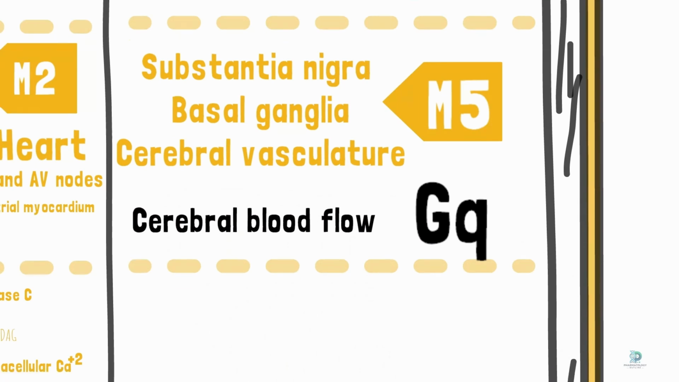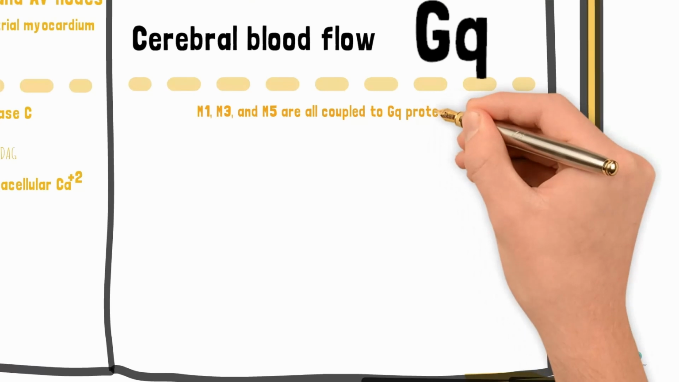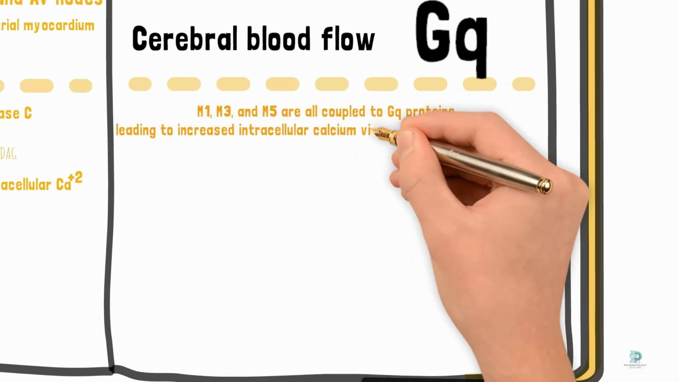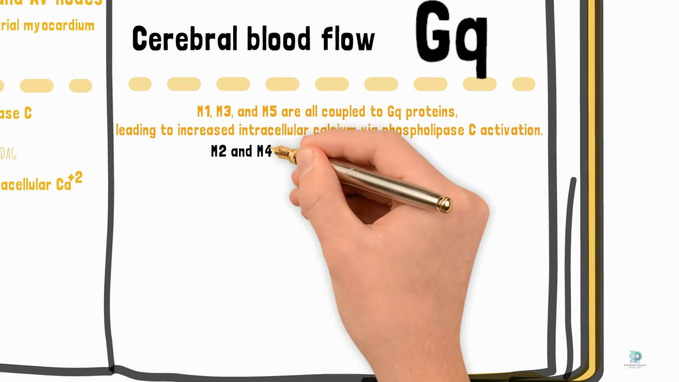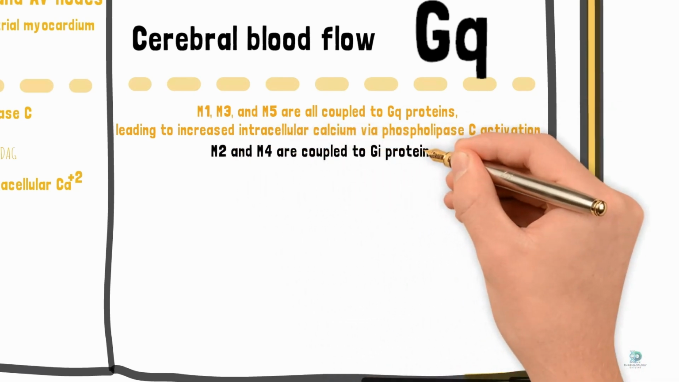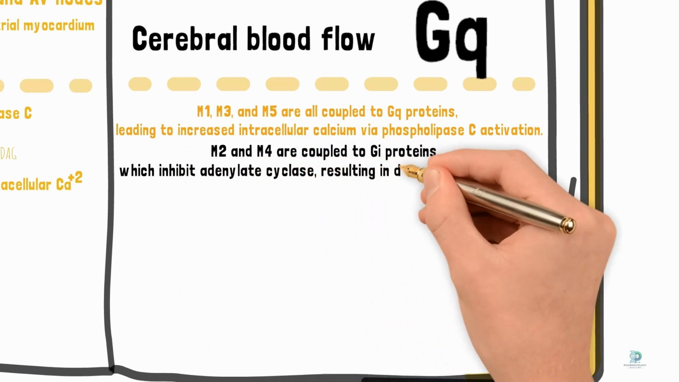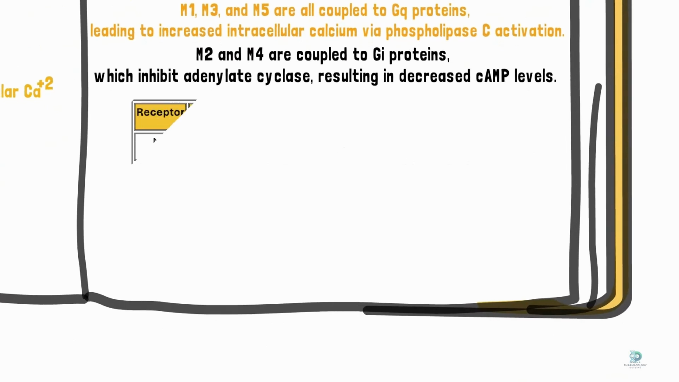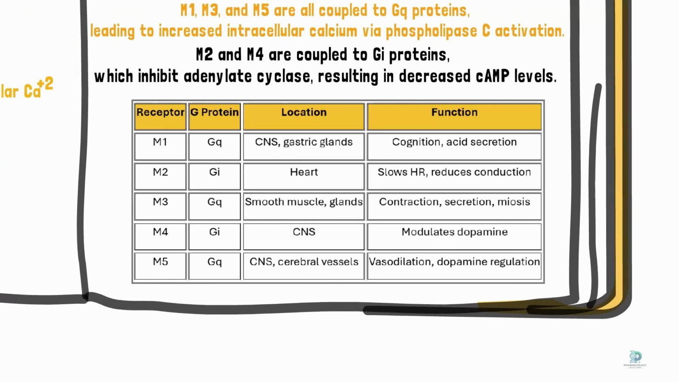So, to conclude, M1, M3, and M5 are all coupled to Gq proteins, leading to increased intracellular calcium via phospholipase C activation. M2 and M4 are coupled to Gi proteins, which inhibit adenylate cyclase, resulting in decreased cyclic AMP levels. This table summarizes the receptors, their signal transduction pathways, cellular locations, and functions.